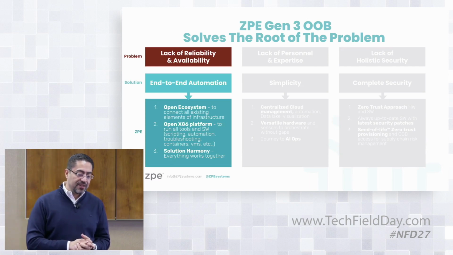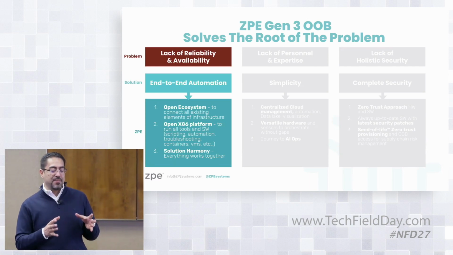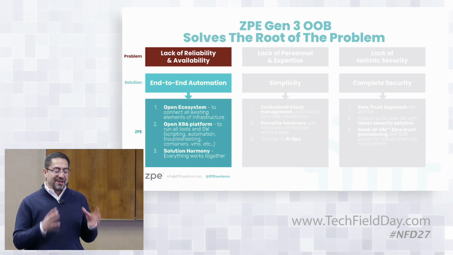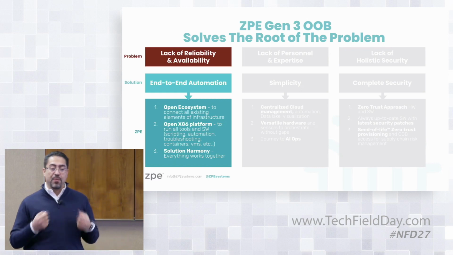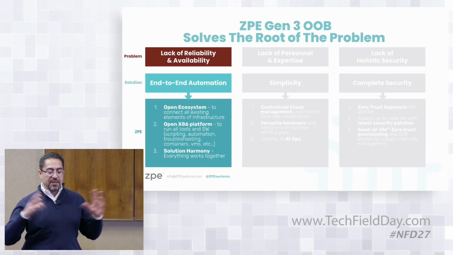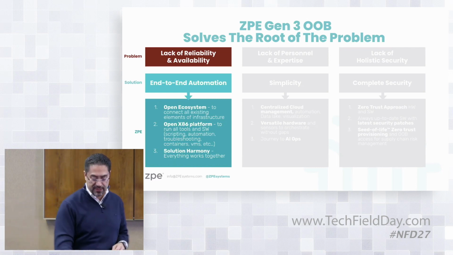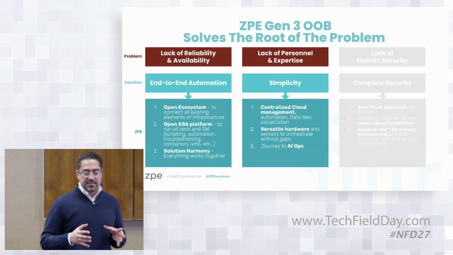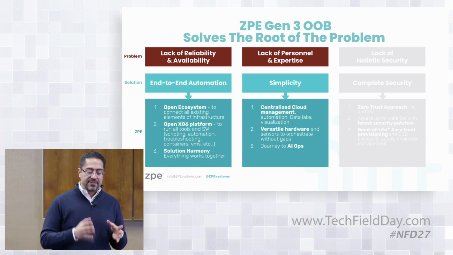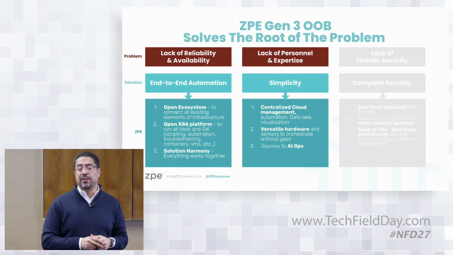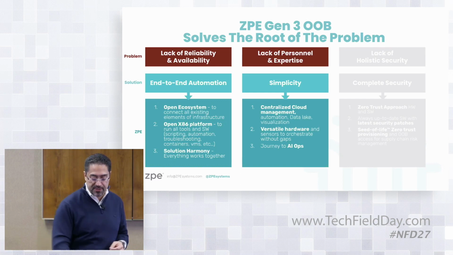In conclusion, I wanted to just recap everything from the start. We said reliability. One of the asks is this end-to-end automation, and what we provide is this open ecosystem, open x86 platform, and the harmony that we bring into the environment so that everything works together. The other one is just making the whole thing simple to realize, right? So the centralized management, the versatility of the hardware, and really our mindset is to give the customers and the ecosystem partners all the capabilities so that we can journey towards AIOps together.